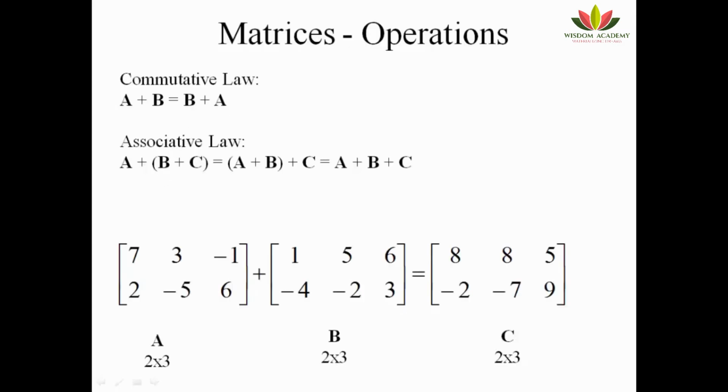So some important properties of addition and subtraction. Commutative law: addition is commutative, right? But subtraction is not commutative. That is, A plus B will be equal to B plus A, but A minus B is not equal to B minus A. So subtraction is not commutative.